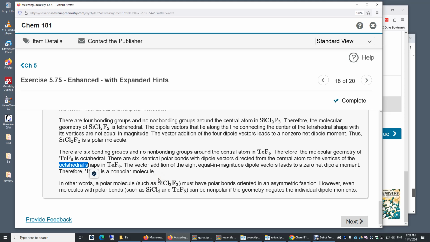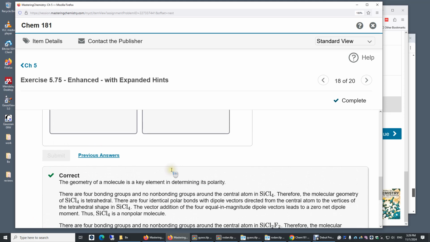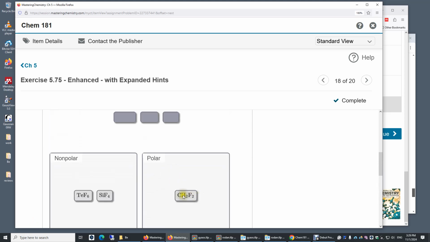Alright, but in CH2F2, it's also tetrahedral, but the bond polarities do not cancel. Actually, you have the positive end between the 2 hydrogen atoms, the negative end between the 2 fluorine atoms.